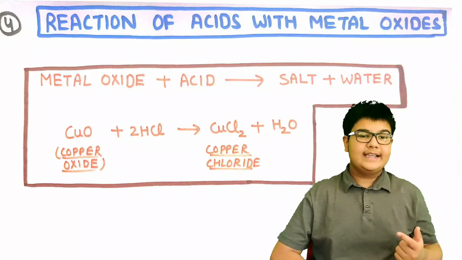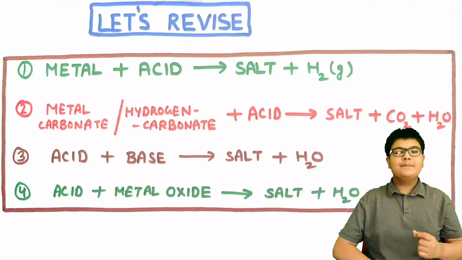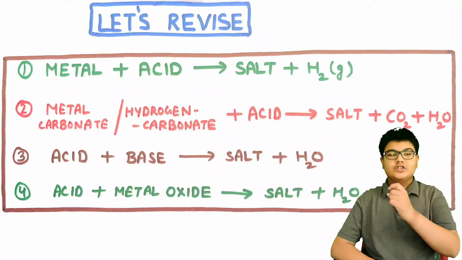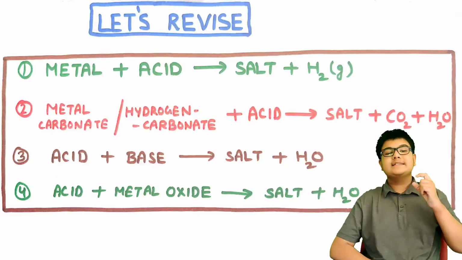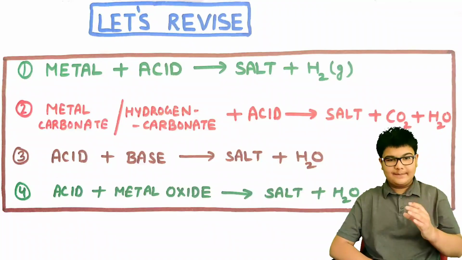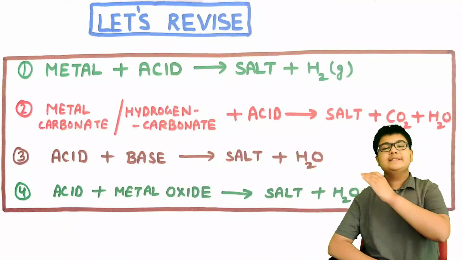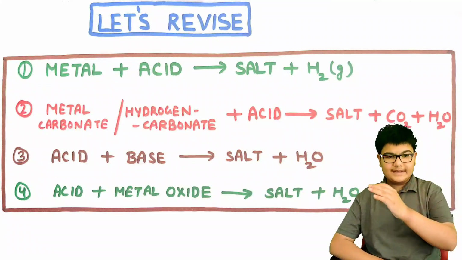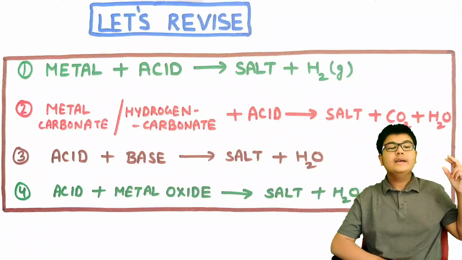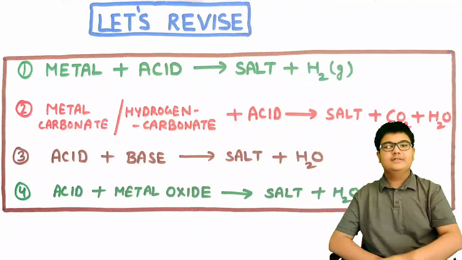So now let's revise whatever we have learned till now. First, metal plus acid results in formation of salt plus hydrogen gas. Second, metal carbonate or metal hydrogen carbonate plus acid results in formation of salt plus carbon dioxide gas plus water. Third, acid plus base is equal to salt plus water. And fourth, acid plus metal oxide results in formation of salt and water.